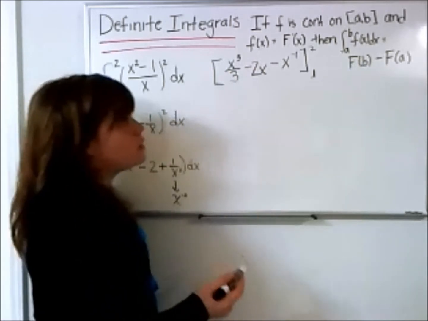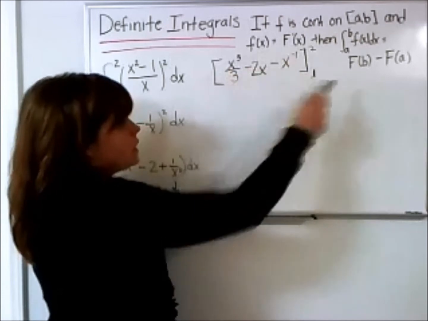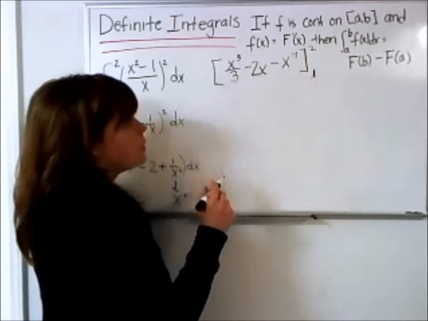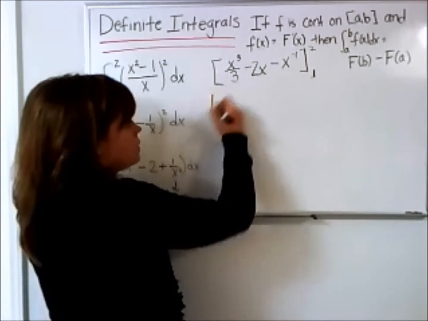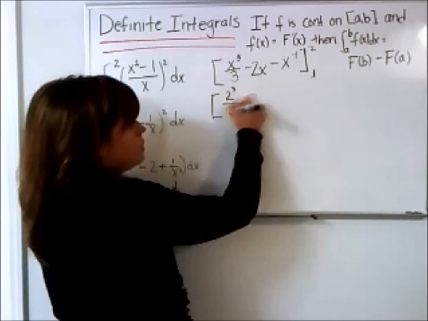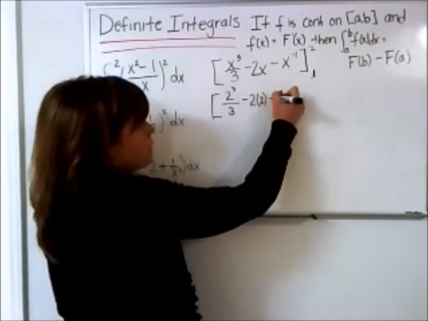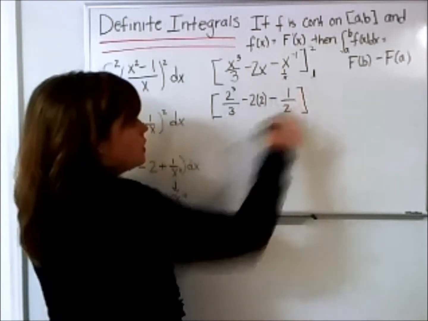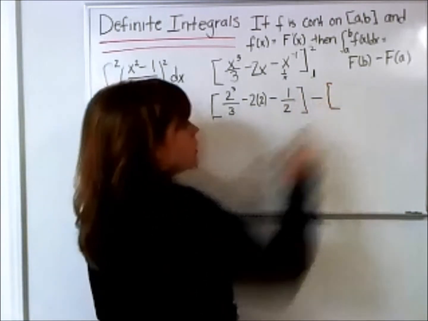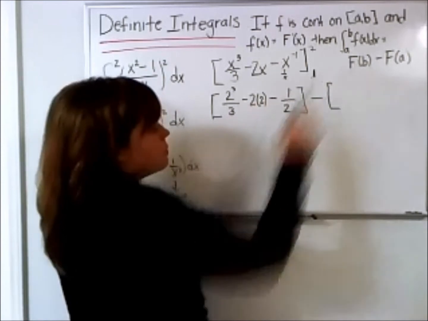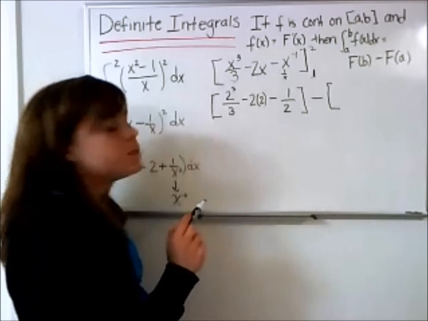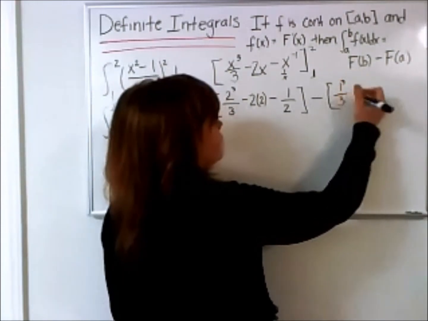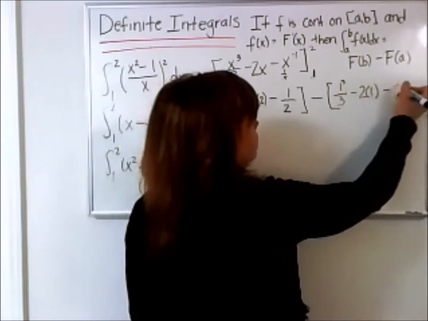Okay, so once I have that, this function inside is our big F that we talk about. So first I'm going to take this 2, the b, and stick it inside this whole thing, everywhere that I have an x. So what I'll get is 2 cubed over 3 minus 2 times 2 minus 1 over 2. Again, I just dropped that down because this is really 1 over x. That whole thing minus, okay? So this part that we did right here would be our F of b, where our b is 2. So now what we have to do is go back into this thing again and stick in our a, our 1. So we'll have 1 cubed over 3 minus 2 times 1 minus 1 over 1.